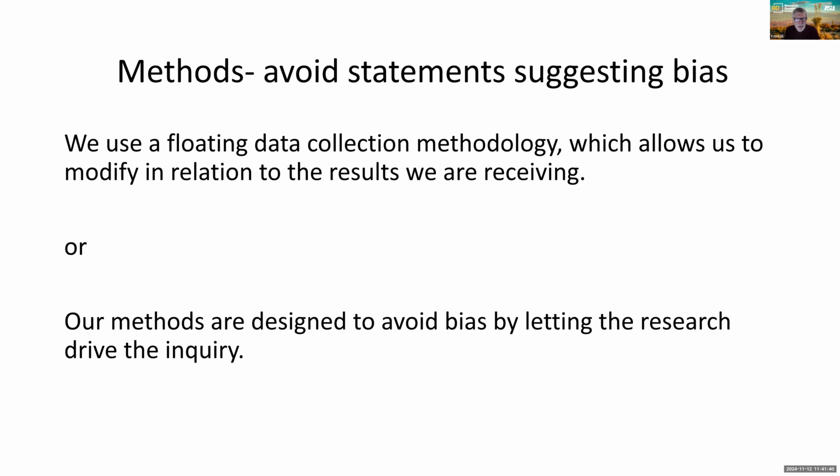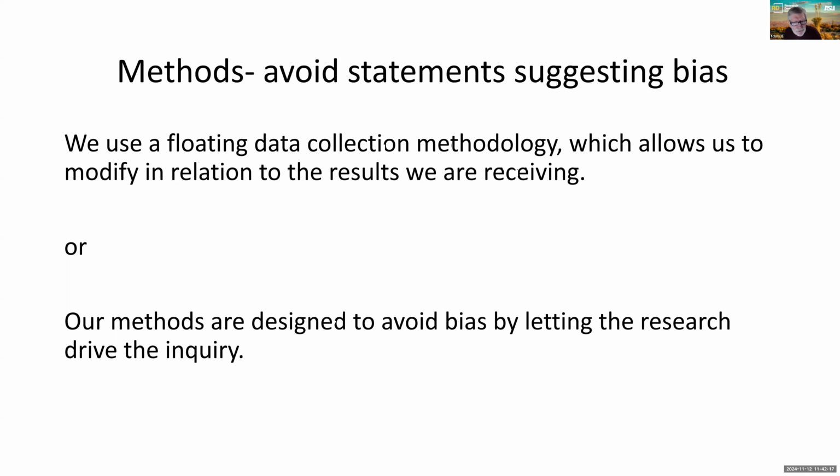Methods. Avoid statements that suggest the possibility of bias. Boy, do we want to avoid bias. There's just no quicker way to make a panel member or reviewer question your work than that there might be some bias here. "We use a floating data collection methodology, which allows us to modify in relation to the results we are receiving." I mean, I've seen this, okay? And you don't want to do this. The possibility of bias is just written all over this.